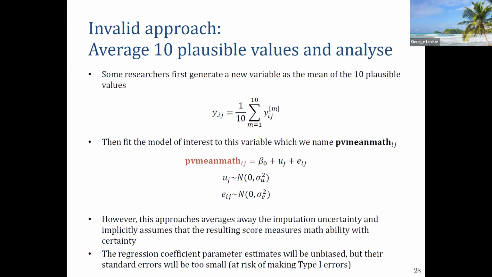What are some of the other things that people do which are incorrect? It's very tempting to go, I've got 10 math scores, I'll just average them and analyze the average. Then I'm using all the data, right? So you can take the 10 math scores, add them up, divide by 10, and you've got a new dependent variable. I've called it plausible value mean math. I'll just fit the model of interest. Here, that averaging process is averaging away the imputation uncertainty. You're destroying it, but it needs to be respected, not just swept away.